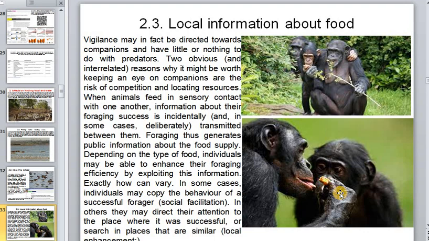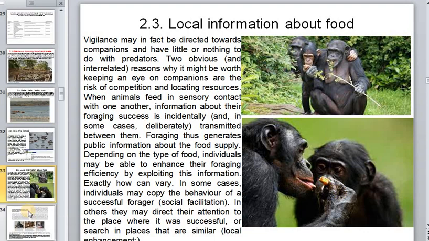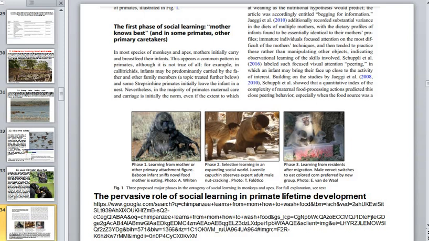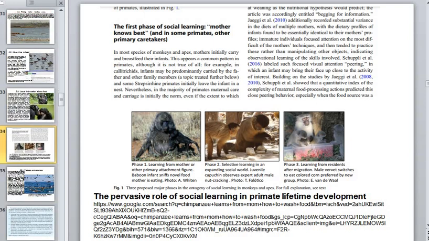Vigilance may in fact be directed towards companions and have little or nothing to do with predators. Two obvious and interrelated reasons why it might be: keeping an eye on companions as a risk of competition, and locating resources, and then animals feeding in sensory contact with one another. Information about their foraging success is used incidentally and in some cases deliberately and transmitted between them. Foraging thus generates public information about the food supply, and you can read even more in this article as usual. Some of the references to the literature: studies were done on primates, very interesting, how they convey information about food to each other.